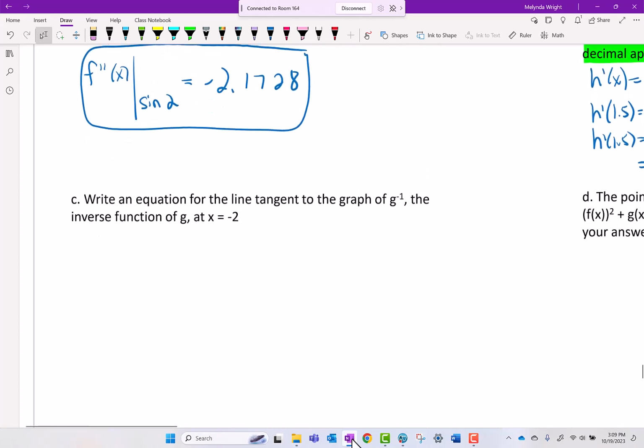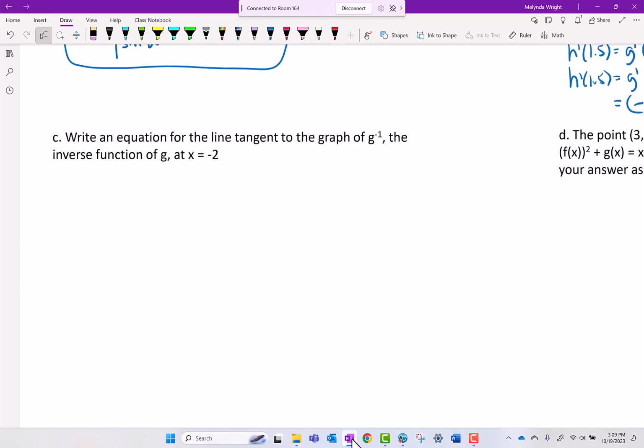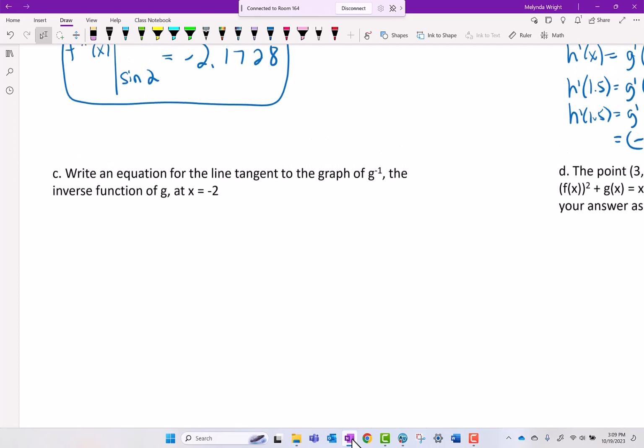Well, let's figure out what's going on. So let's remember the relationship between the inverse and its function. The x and the y's are switched, right? So this equation of line tangent, this is the x value for g negative 1, right? That's the x value for g negative 1. So it's the y value for g. We should just write it out since it's confusing. That's the x value for g negative 1 is the y value for g.